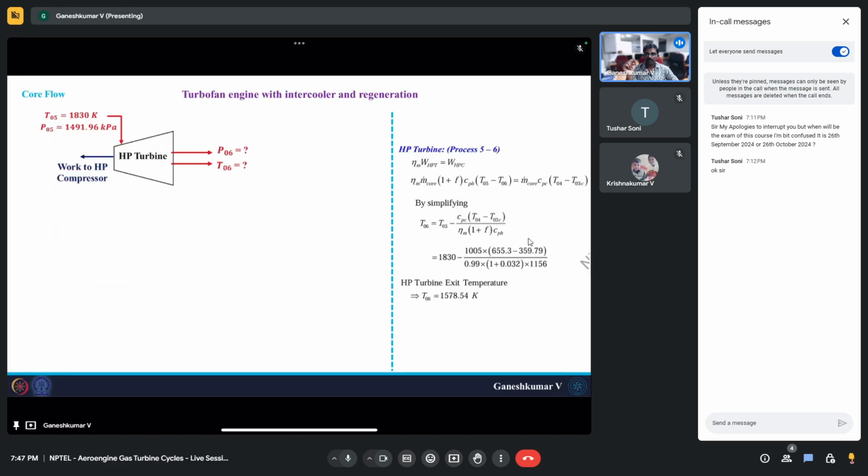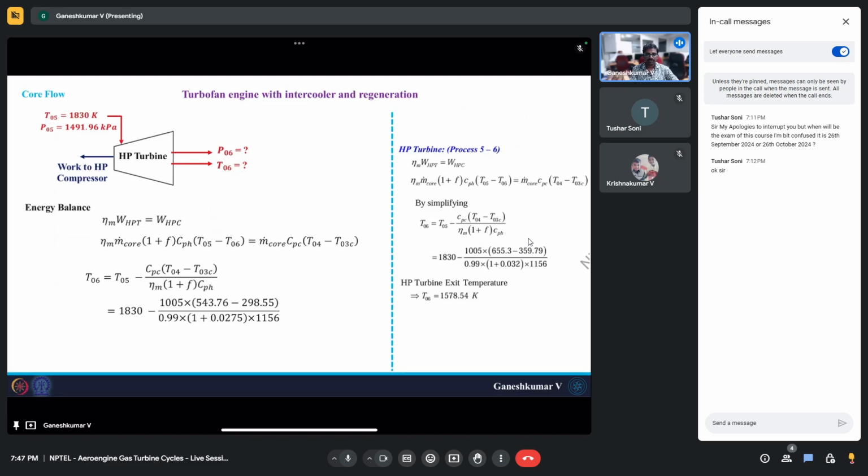Now, when you go forward, the next component is the high pressure turbine. Again, we already know the energy balance, so we don't really need to find the exit temperature, but for the sake of completeness, I have given the equations here. If you substitute these numbers, you end up having 1620.43 Kelvin at the exit of the turbine. So it enters at 1830 Kelvin, and it leaves at 1620 Kelvin.